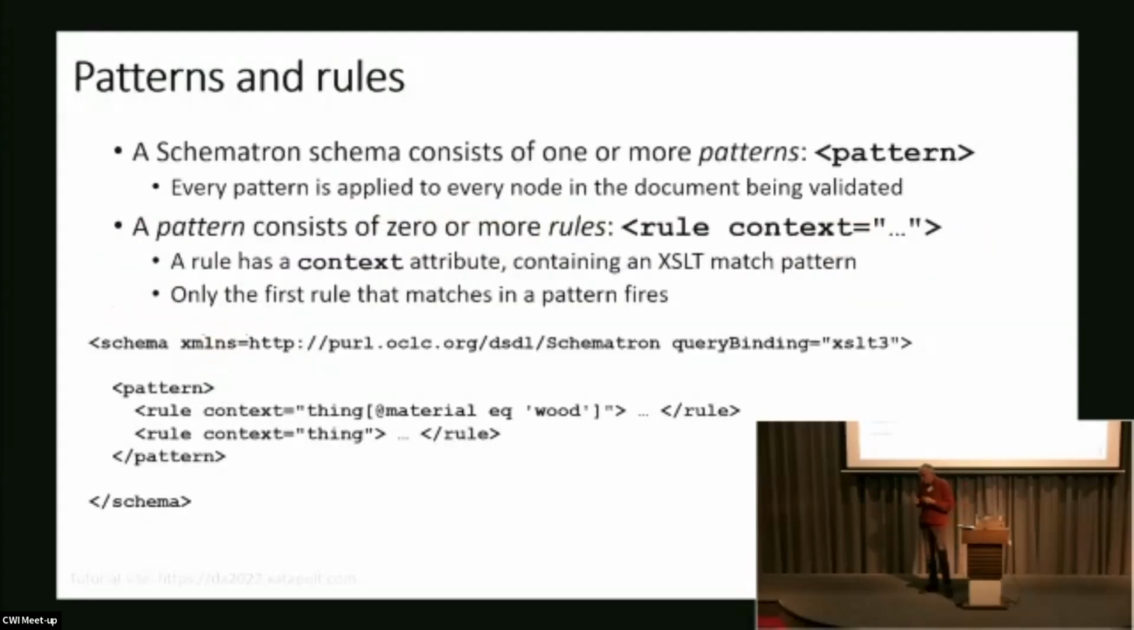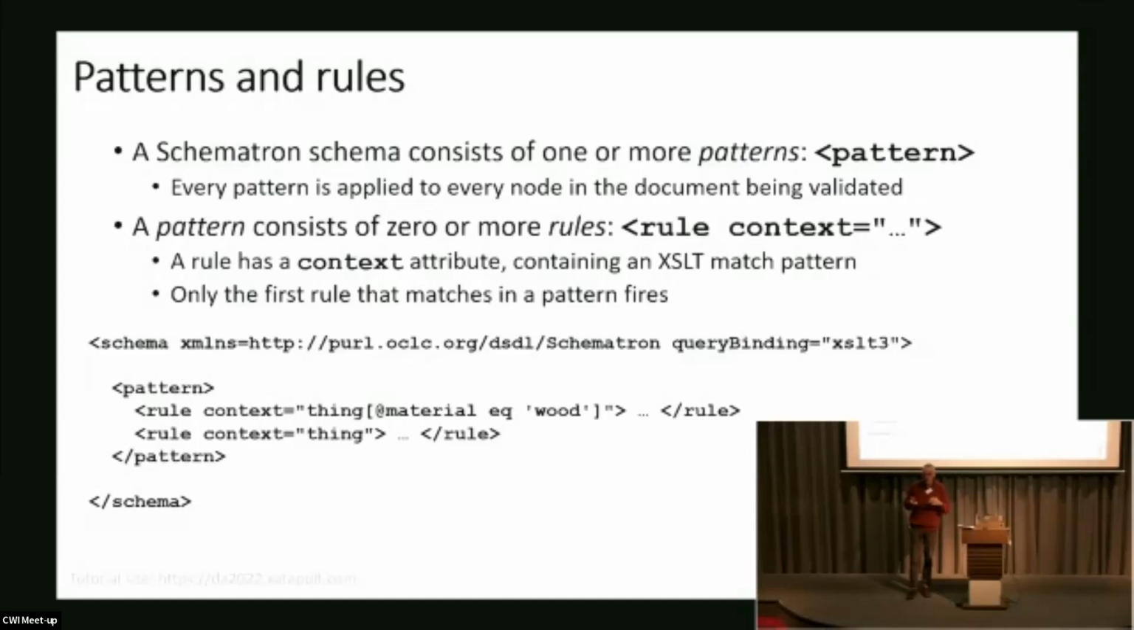So let's talk a bit more about patterns and rules. Schematron schemas are built up of patterns. And every pattern in your Schematron schema is applied to every node in your document, which means not only the elements, but also the attributes and the comments and the processing instructions, every node in the XDM tree in your document. A pattern consists of rules. And rules have a context attribute that tells the rule where it applies.